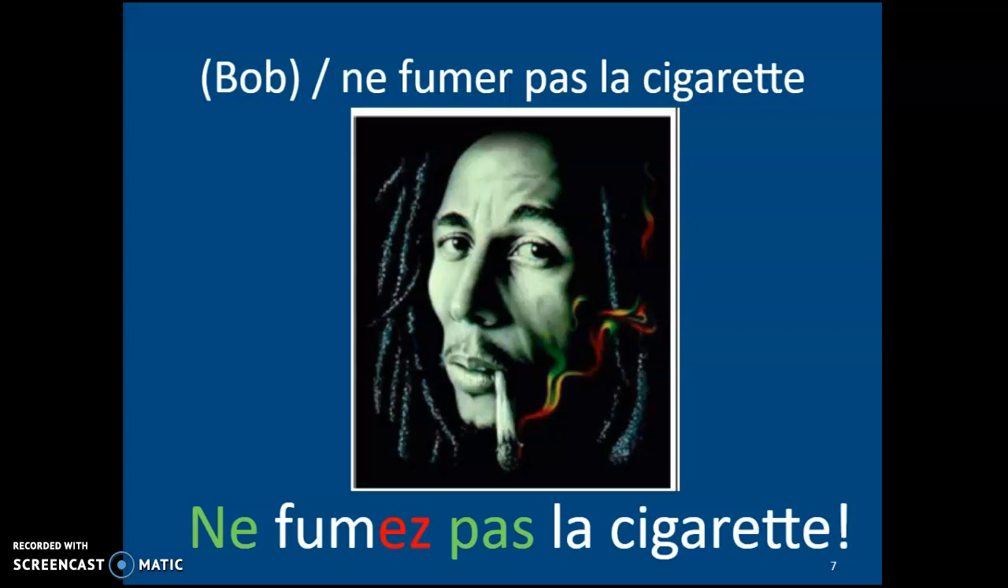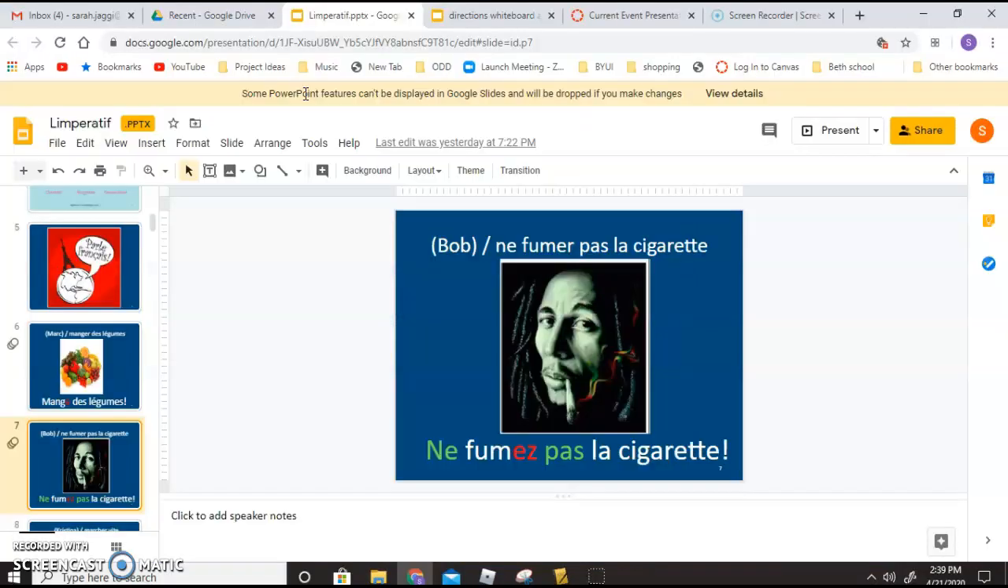If I'm telling Bob Marley not to smoke his cigarette, he's a stranger to me, so I would use the ez form of the verb. And remember that negatives are going to be exactly the same. It doesn't matter that there's no subject, you still sandwich the verb. So ne fumez pas means don't smoke, etc., etc.